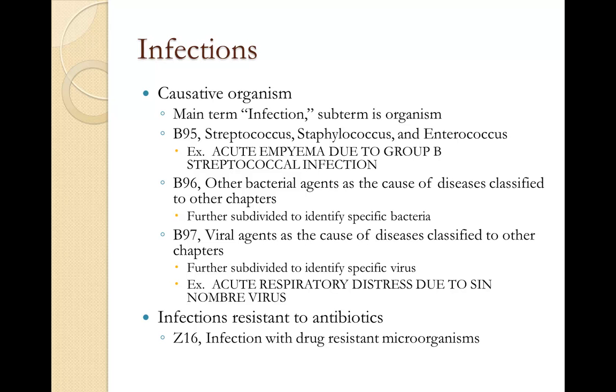We had talked about the different B95, 96, and 97 categories. I just wanted to finish with talking about the infections resistant to antibiotics. So again, these used to be V codes in ICD-9. They're now Z codes in ICD-10. So we have the category Z16, which are those infections with drug-resistant microorganisms.